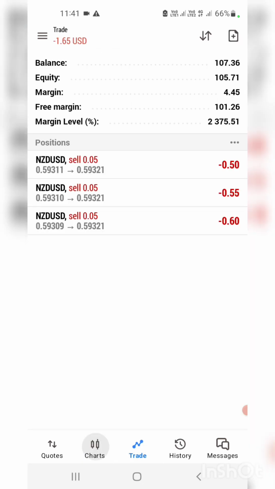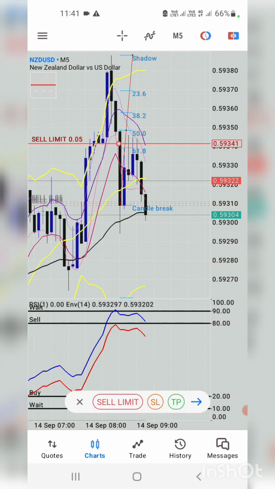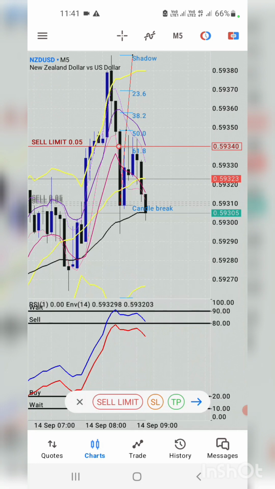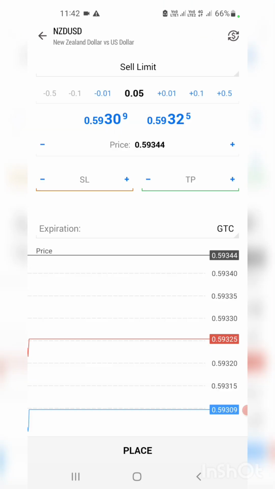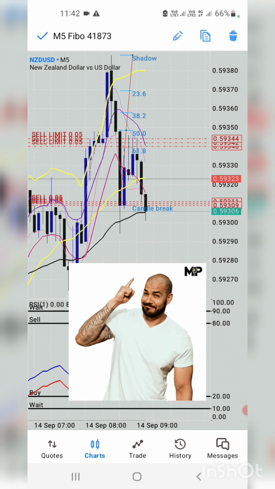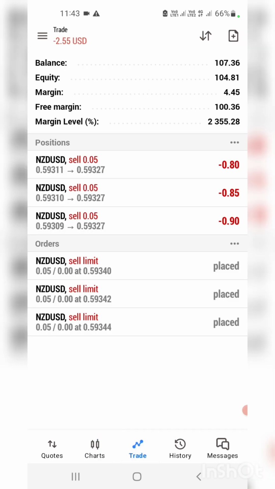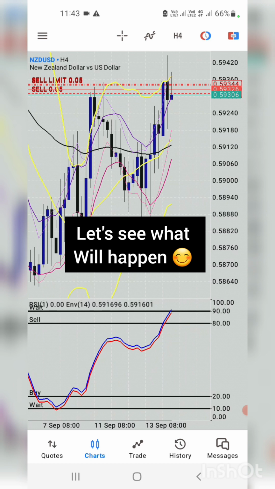I'm using a small lot size because my capital is very small. Also I have placed some pending orders here. I was late to enter this trade, that's why I placed the pending sell orders here, because we can have the moving average 5 10 high area to enter sell. Let's see what will happen.